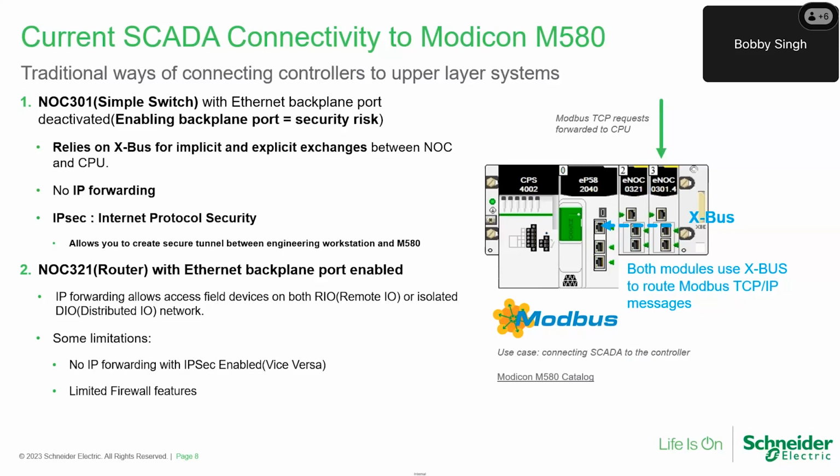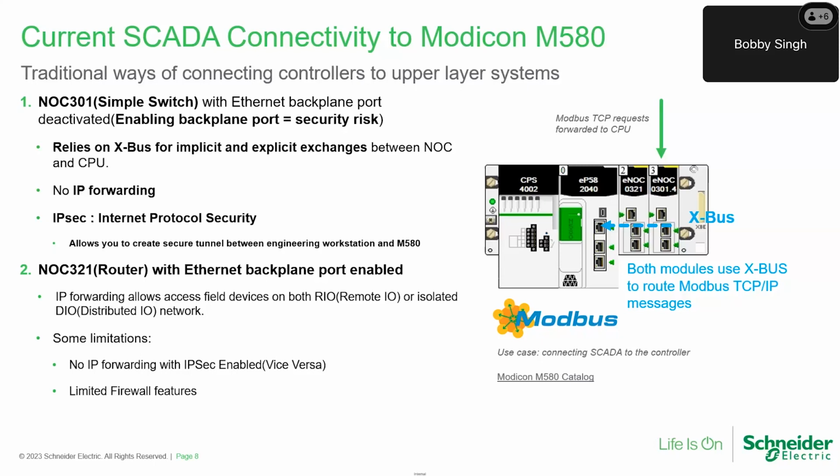Lastly, both NOC 301 and 321 have the IPsec feature, which stands for Internet Protocol Security. It's available on all NOC modules, but it's not too user-friendly to configure. It requires manual configuration both on the module and the Windows firewall. And you may wonder what IPsec, or Internet Protocol Security, is. IPsec allows you to create a secure tunnel between your engineering workstation and the module, very similar to VPN. And it allows you to authenticate and encrypt the data being exchanged between M580 and your engineering workstation. I will demonstrate later on how easily you can set this up on the NUA module.